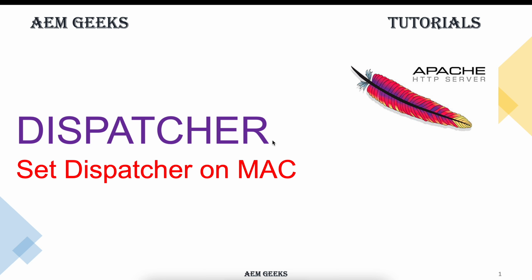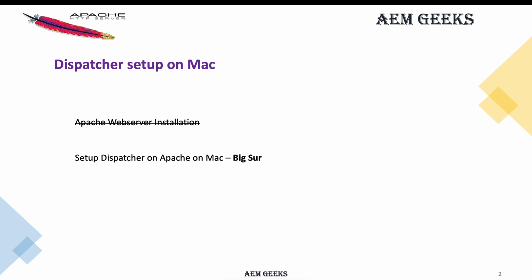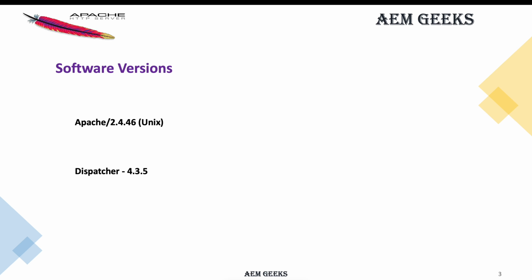So as part of this tutorial, I will explain how you can set up dispatcher on Mac Big Sur. Even if you are using the older version, it's the same for previous versions as well. I will not explain Apache web server because Mac comes with pre-installed Apache web server. We'll see what the current version is. So I'll be using Apache 2.4.46, which is already installed in my Mac, and dispatcher 4.3.5, which is the latest version, which is released in last month.